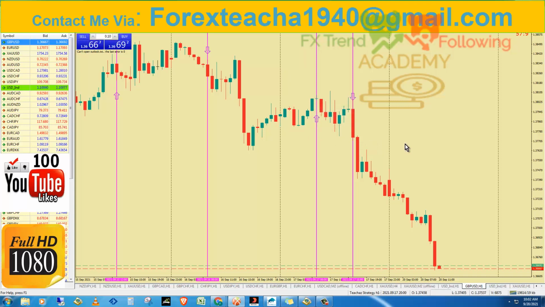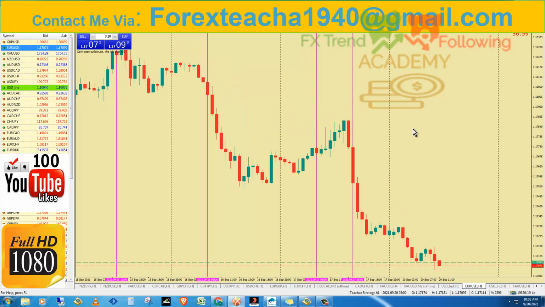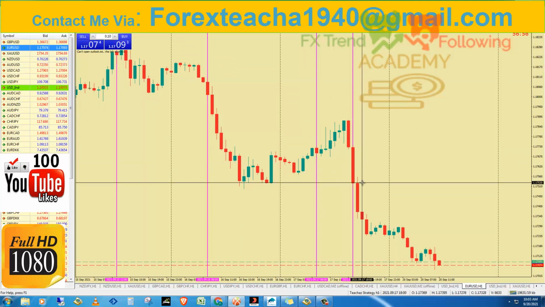I want to show you guys the same thing has been happening. If you go to Euro USD, I'm going to load the chart. We expect it to be selling as well. So this is Euro USD. There was a small drawdown right here. This was a small drawdown.